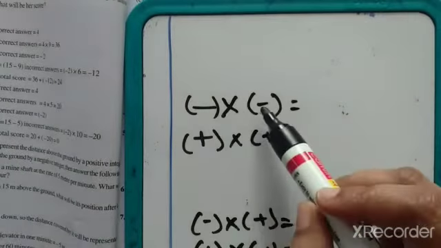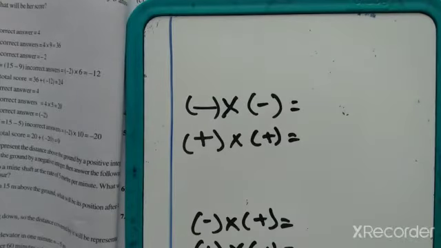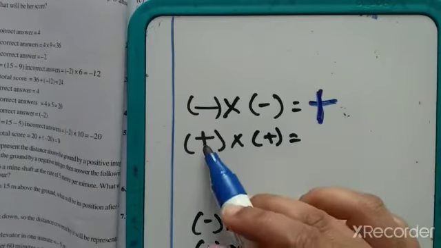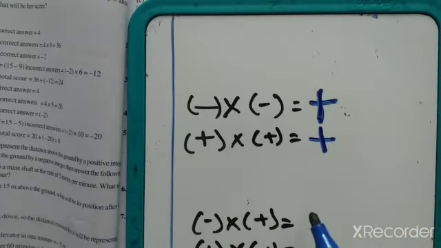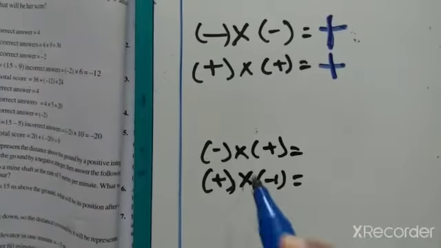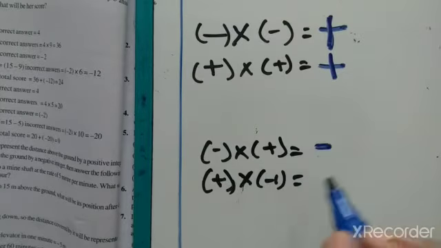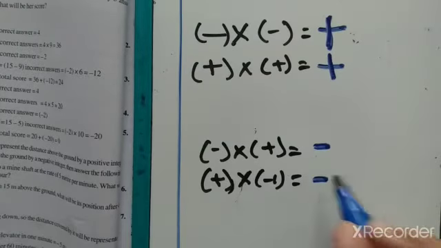Same symbol means plus. Minus into minus means the answer is plus. Plus into plus also plus. Same symbol multiplied means the product is plus. Then different symbols, minus into plus or plus into minus, the answer is minus. Plus into minus means minus.